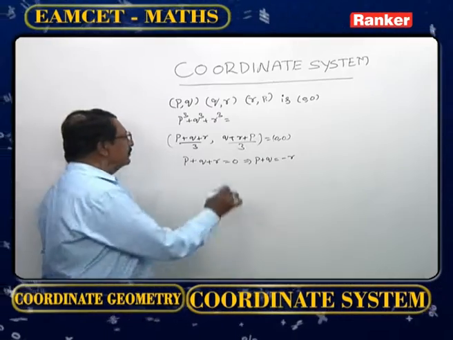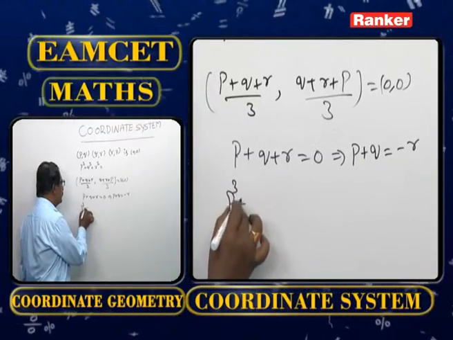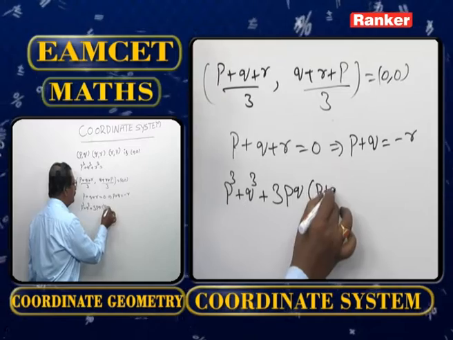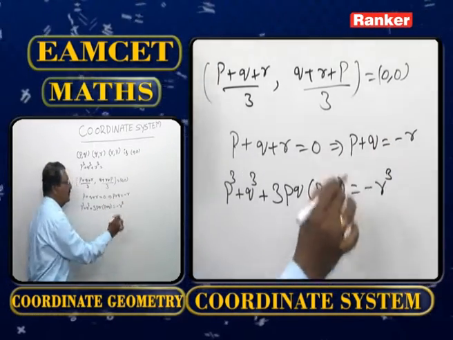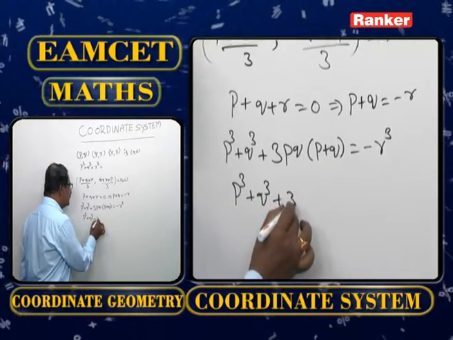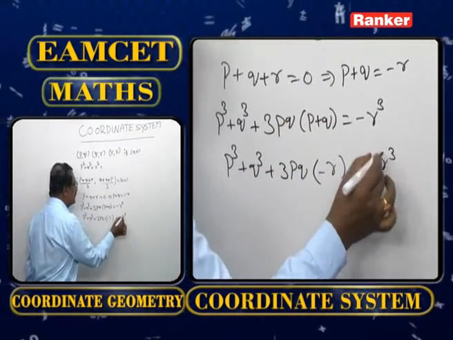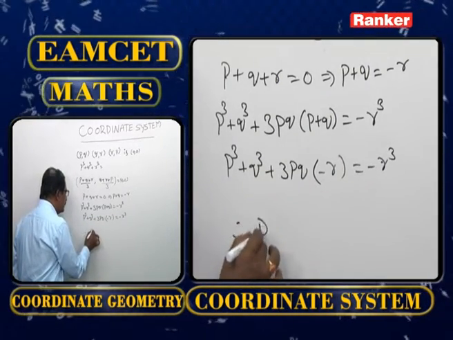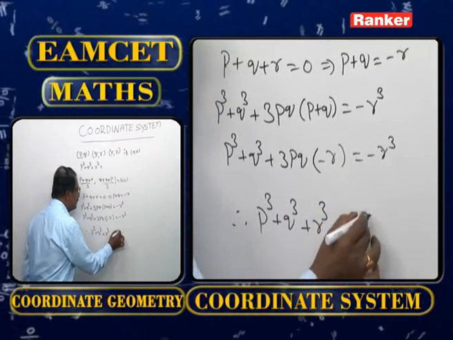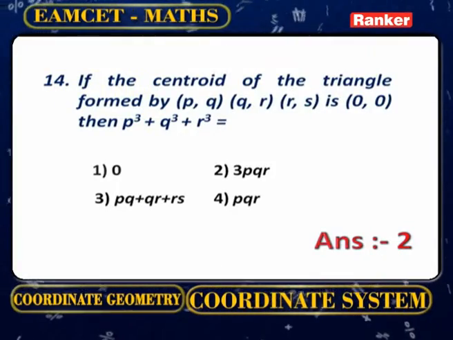Now cubing both sides, we get (P + Q) cubed equals minus R cubed, or P cube plus Q cube plus 3PQ times (P + Q) equals minus R cubed. Now taking minus R cubed to the left side, we get P cube plus Q cube plus R cube equals 3PQR. Now the answer is the second option. Next problem.